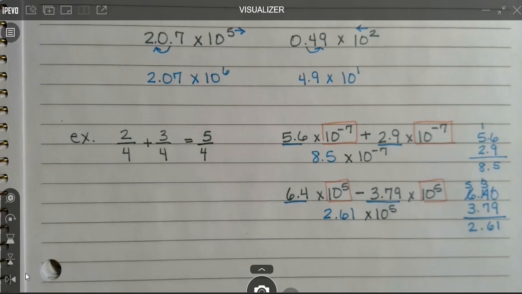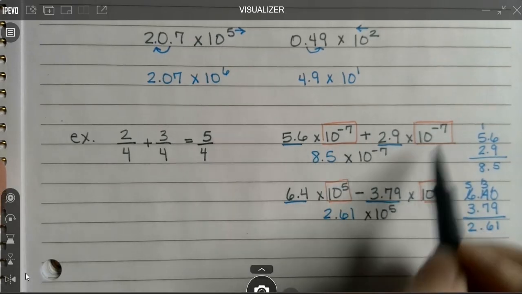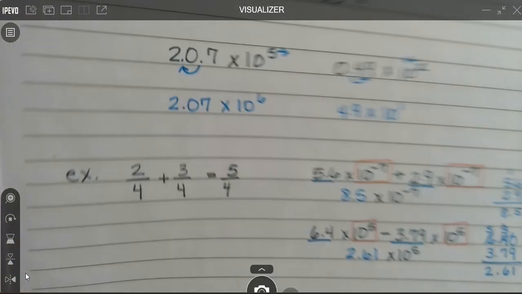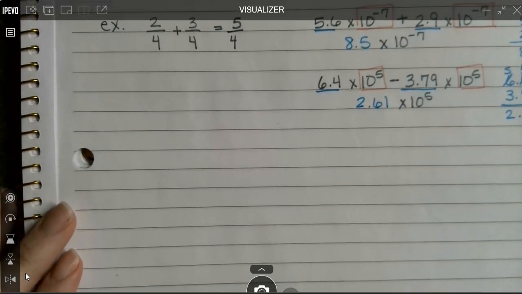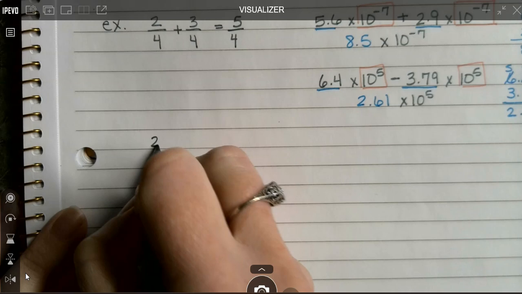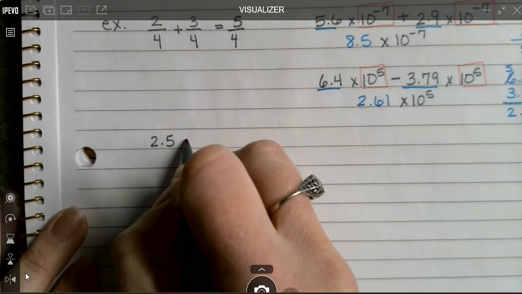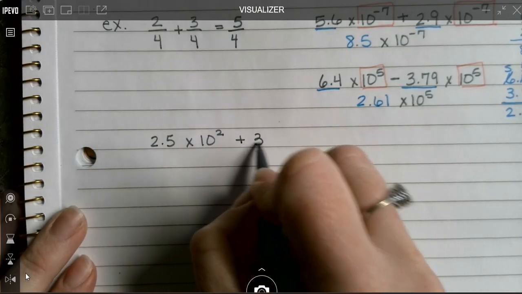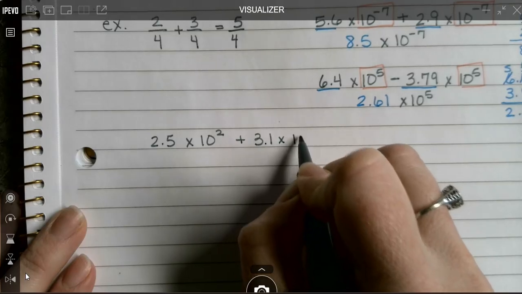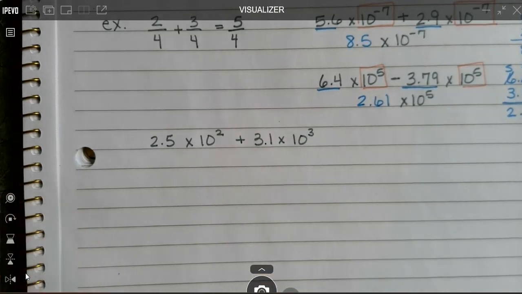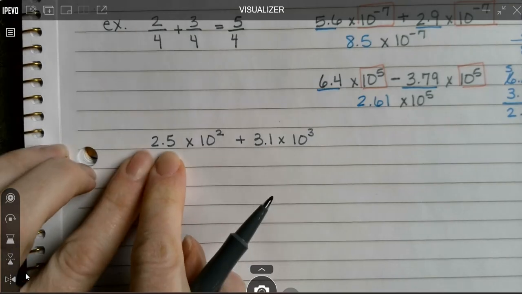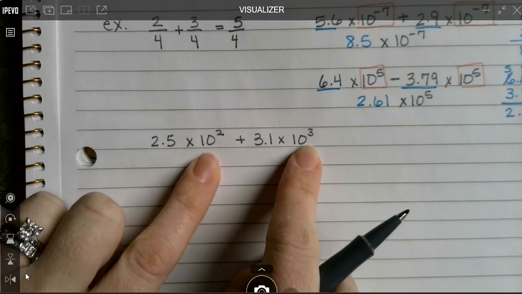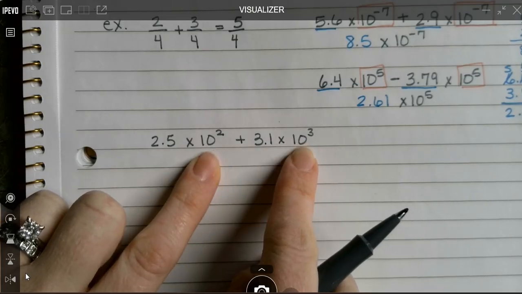So these are all good whenever we already start out with the same powers. However, sometimes they will throw some at you that are not the same powers. For instance, what if we have 2.5 times 10 to the second plus 3.1 times 10 to the third? If we were to just add these front numbers, our answer would not be accurate because we have unlike powers of 10.